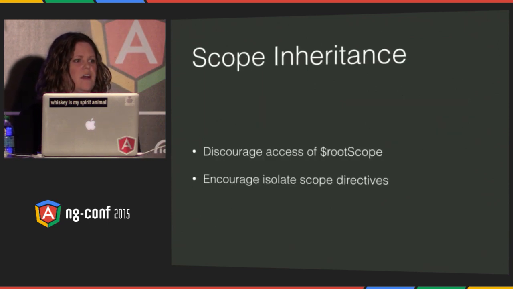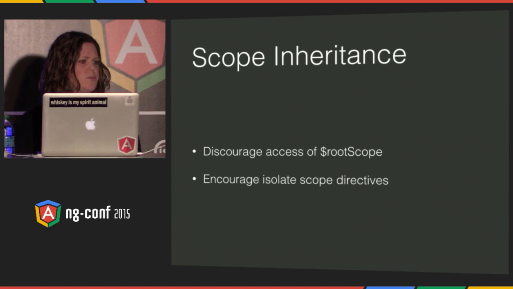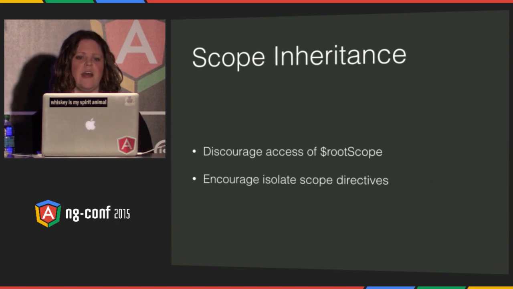I mentioned that root scope is world writable. We typically discourage people from doing that just to prevent confusion. Many of our directives also use isolate scope. And this is because if we have some sort of scope property that's public, there's some chance that it might eventually conflict with something that's used by a feature team's controller.